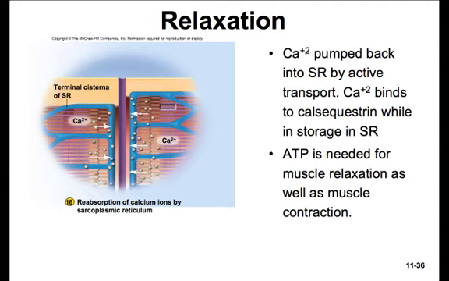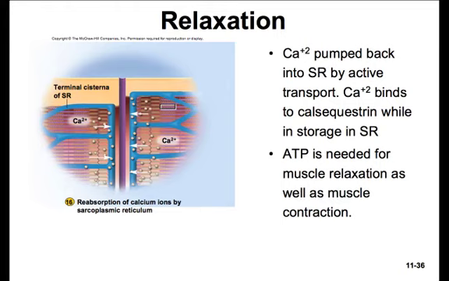Calcium that was released from the sarcoplasmic reticulum is now being pumped back into the sarcoplasmic reticulum by active transport. Calcium binds to calsequestrin and is stored in the sarcoplasmic reticulum.